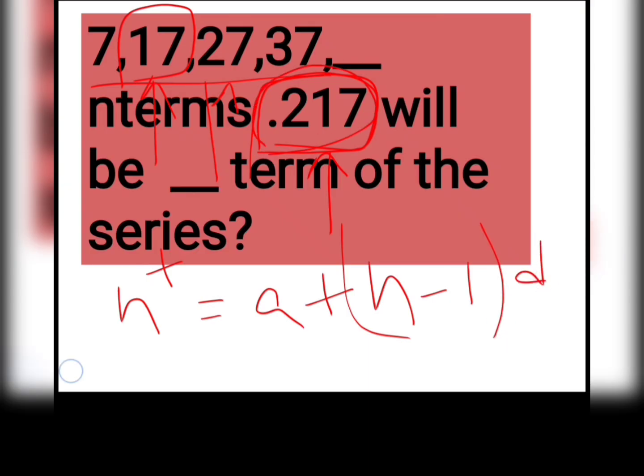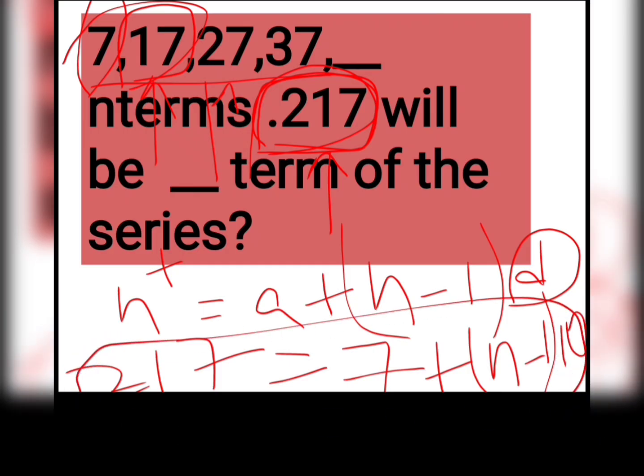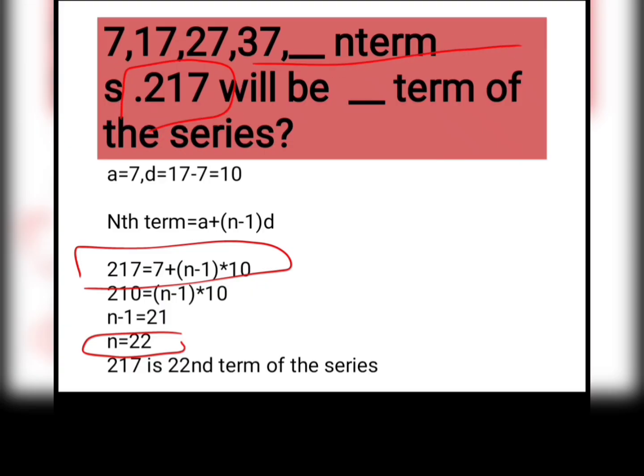Here the term is 217. And a, you know, is the first term, that is 7. And n you don't know. So you keep n as n minus 1. And the difference is 17 minus 7, which is 10. After solving this equation, you will get the value of n. See, this is the equation we got just now. So after solving, you get n is 22. So 217 will be the 22nd term of this series.